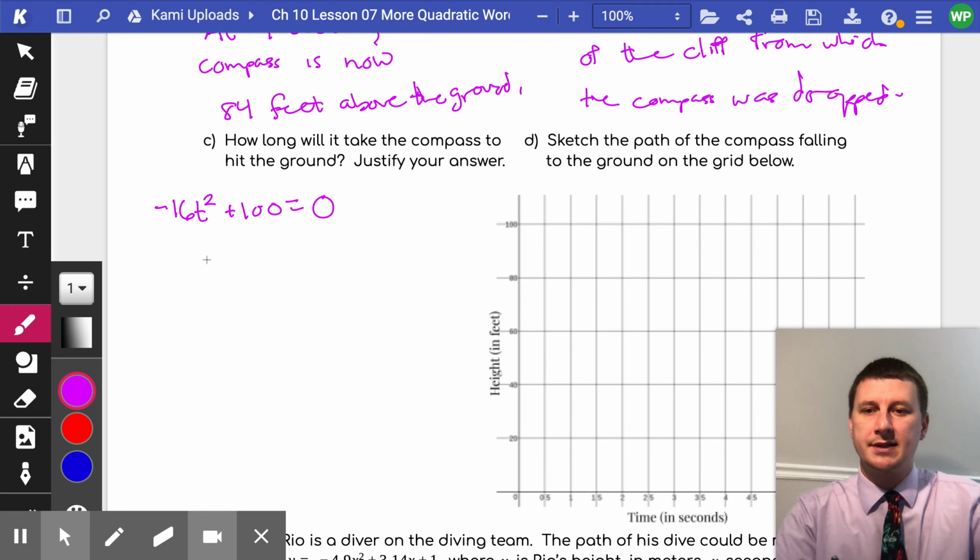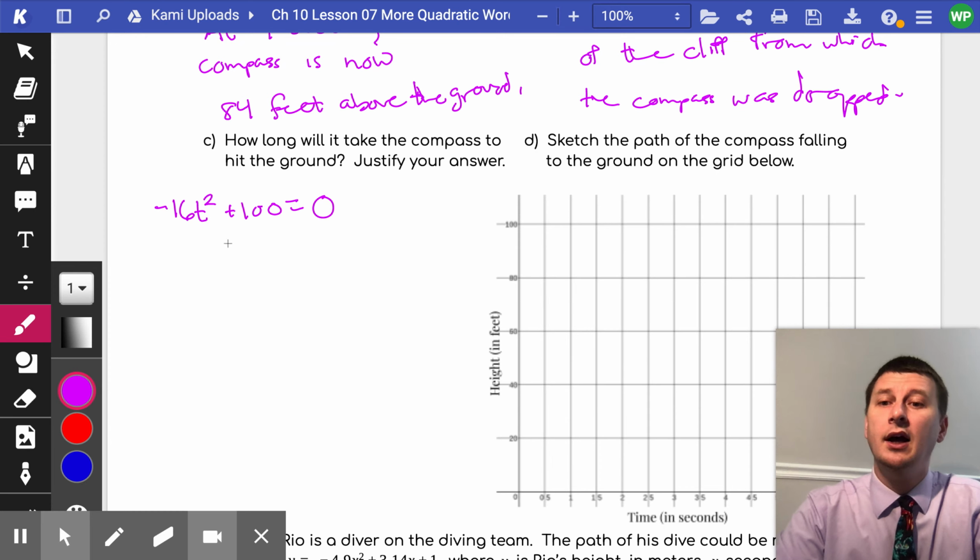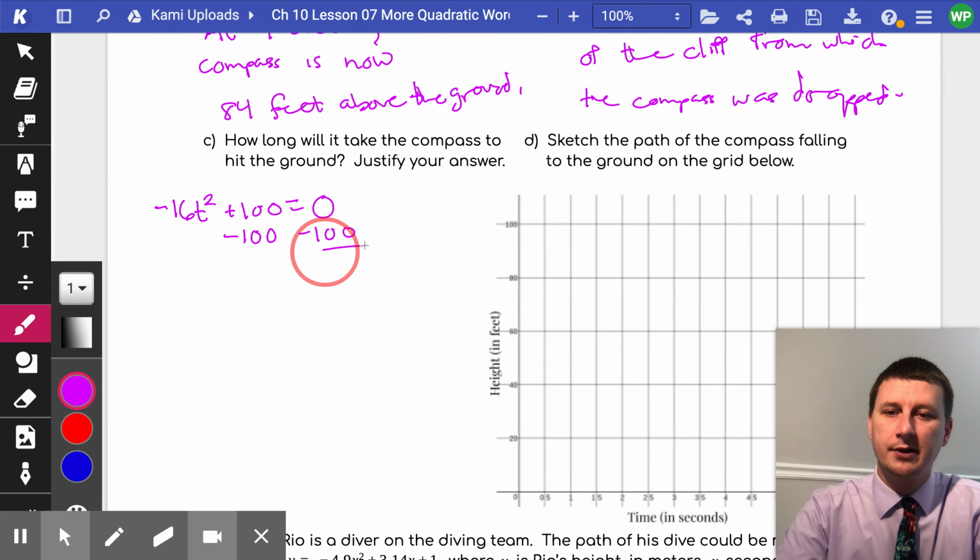Now there's a couple ways to solve this. I'm going to solve it since we just have a t squared and we don't have a t also, I'm going to just solve this using inverse operations. So I'm going to go ahead and I'm going to subtract this 100 to the other side of the equation. And I'm going to be left with negative 16 t squared is equal to negative 100.